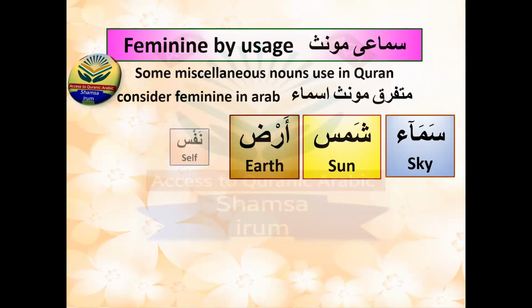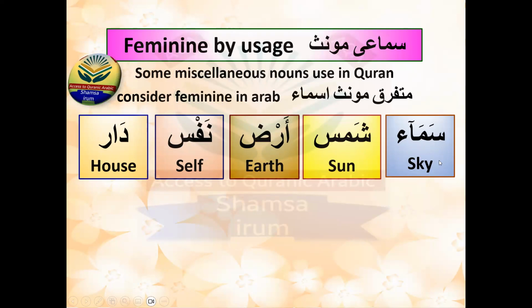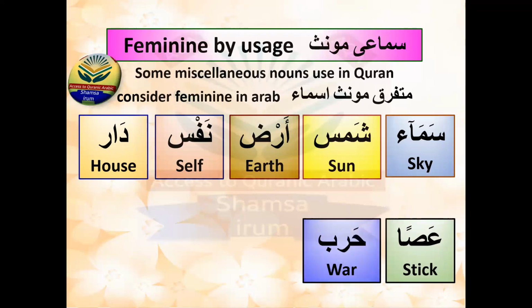Ardun, nafsun, darun. So these 5 words are very important. You must learn them. It's only 5. Look, you can learn on your fingers. You have 5 fingers. Sama'u, shamsun, ardun, nafsun, darun. And there are 5 more words you should know. Even if you don't know them by heart, it's okay, but you should know that they are feminine.